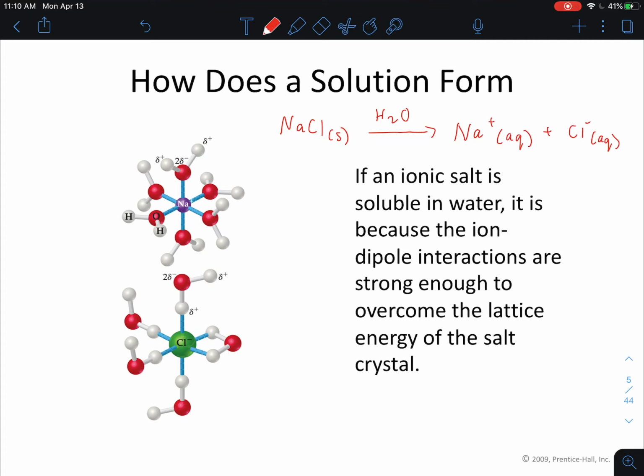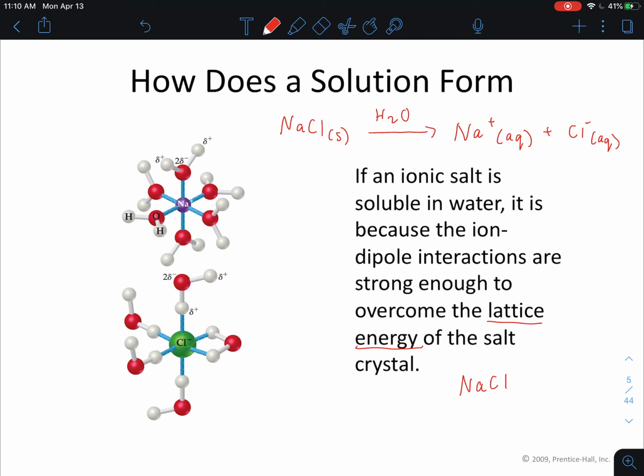So here it comes up with an important point in the words here. It just says, if an ionic salt is soluble in water, it is because the ion-dipole interactions, that's what we're depicting on the left here, are strong enough to overcome the lattice energy of the salt crystal. So when we talk about lattice energy, that's the energy associated with something like sodium chloride, where we talk about how tightly held the sodium and chloride ions are to each other.